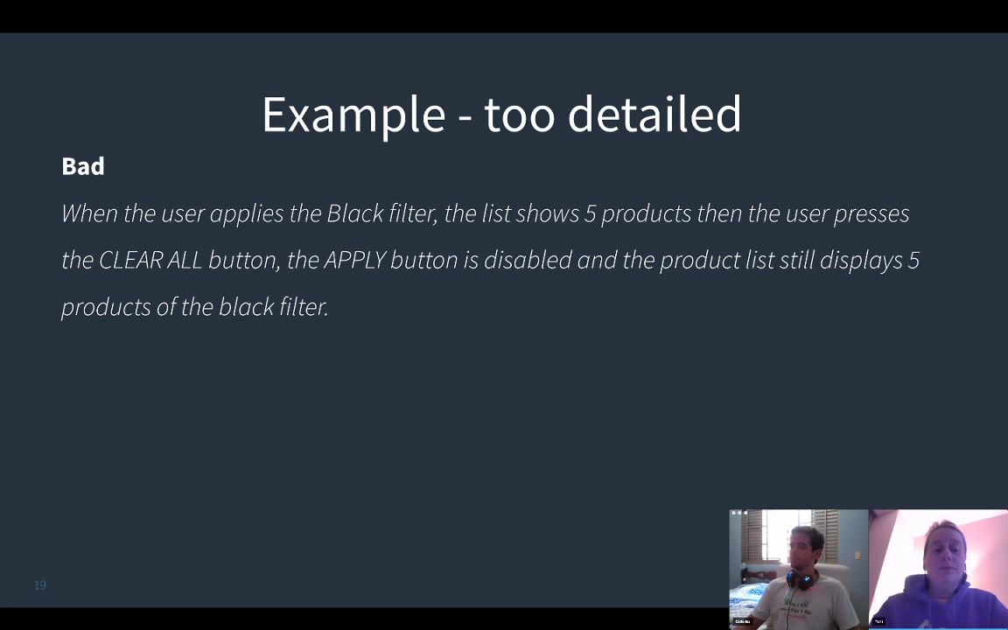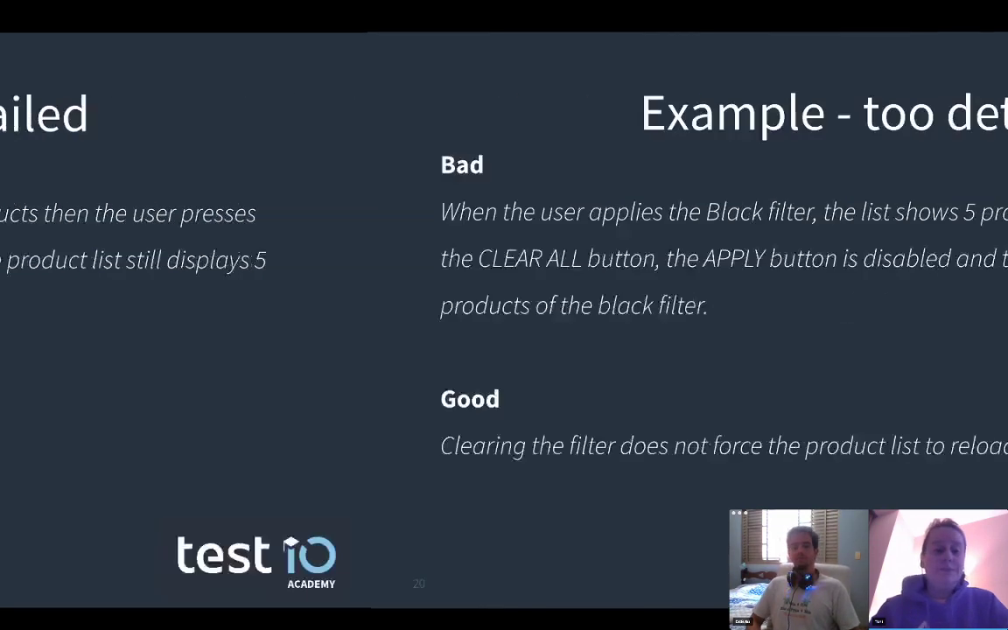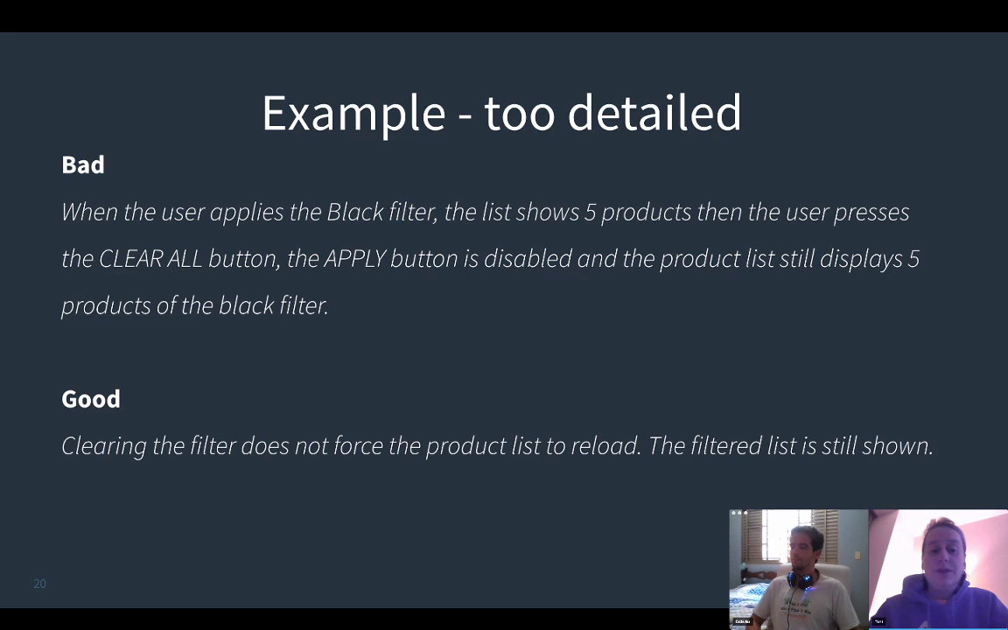But what would be better is to abstract it a little bit. So also state the problem more clearly. Clearing the filter does not force the product list to reload. The filtered list is still shown. This states exactly what's written above, just way shorter. We don't need to know that the apply button is disabled at the moment. We don't need to know which button exactly was pressed at this moment. We just want to know that this clearing is not working.